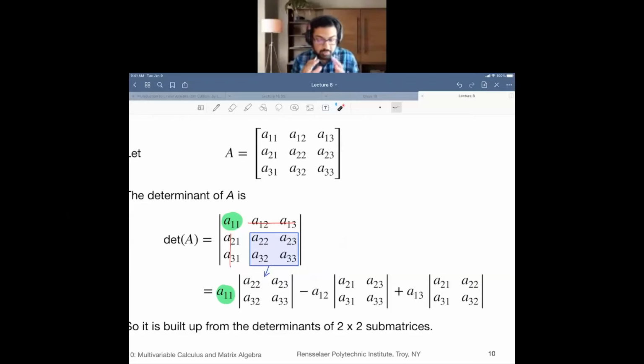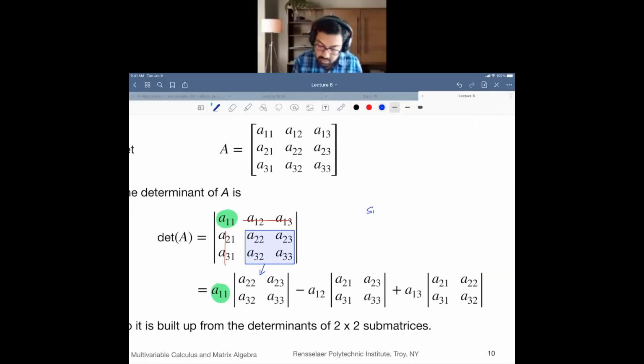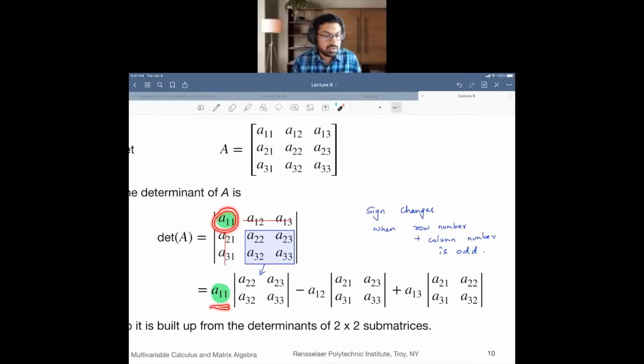The only thing that you have to be careful about is the sign change. The sign changes when row number plus column number is odd, right? When you did A11, adding the row and the column, it is 1 plus 1, 2, so the sign doesn't change there. However, when you did A12, the row number and the column number gave you an odd number, which is 3. So you get a minus 1 there.